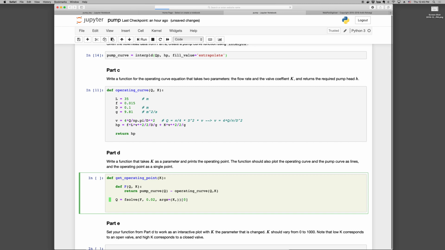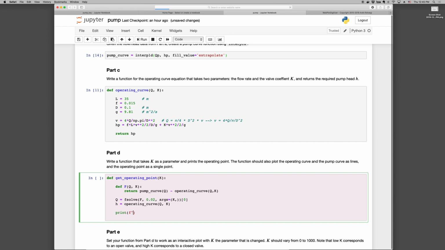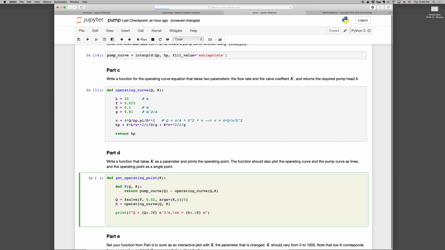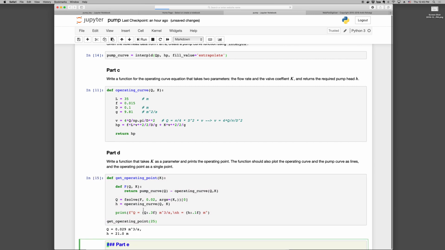Then, once we have q, we can get h, which is simply either the pump curve or the operating curve with our new solution and the same k. And we can print these out. We'll go Q equals Q, 0.3f, and that has units of meters cubed per second. And then we'll do H equals H, and that can be 0.1f, and that's meters, like so. Okay, let's see if this thing works. So we go get_operating_point, pass in a k of like 25, gives us a value. We'll double check that when we plot it in a second, but it seems to work and it outputs it in a way that looks kind of nice.